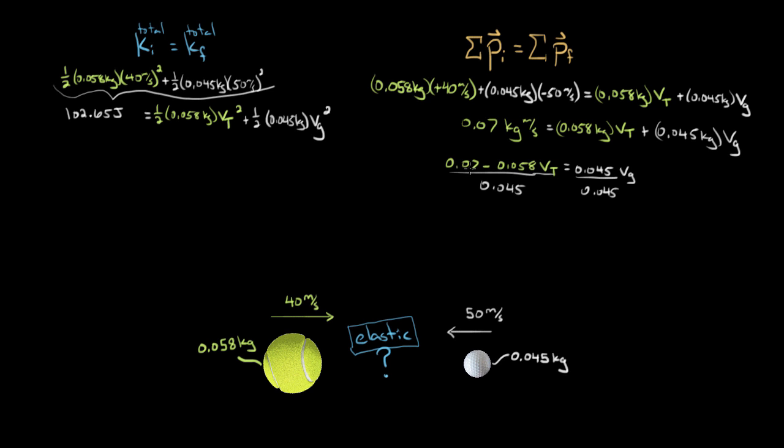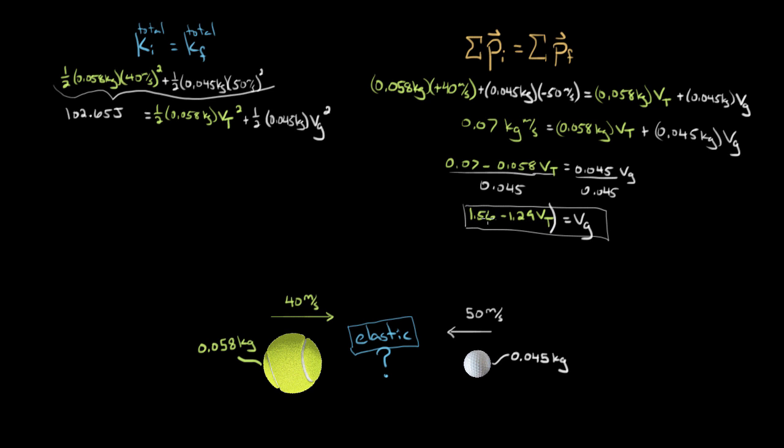Over here, 0.07 divided by 0.045 is equal to 1.56. And 0.058 divided by 0.045 is equal to 1.29. And then this is multiplied by VT. That's what's equal to VG. So I have an expression for VG, the final velocity of the golf ball, is equal to this quantity right here, 1.56 minus 1.29 VT.